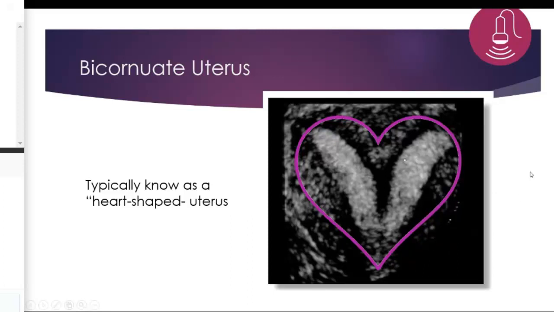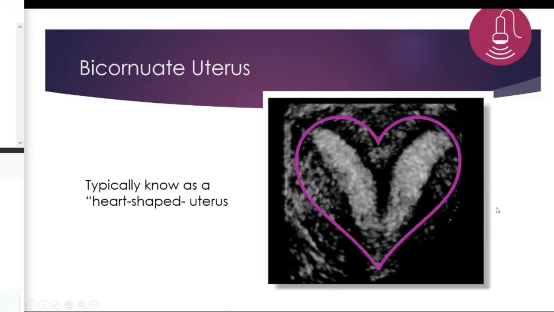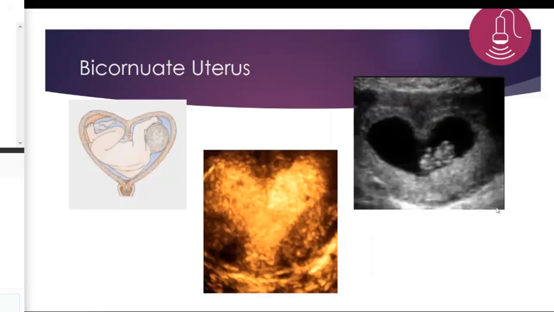So we call it heart-shaped because we have those two echogenic endometrial canals kind of forming a V, and then that myometrium comes down in between those, making that dip, and then the fundus comes out this way. So when you put those two together, it does form kind of like a cartoon heart shape.